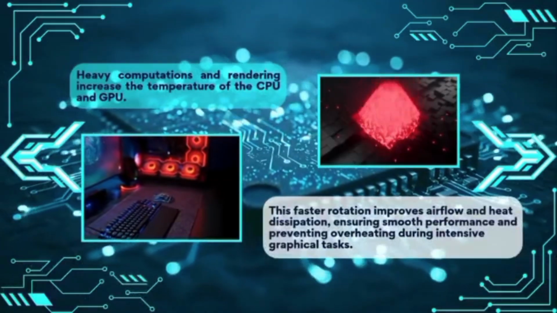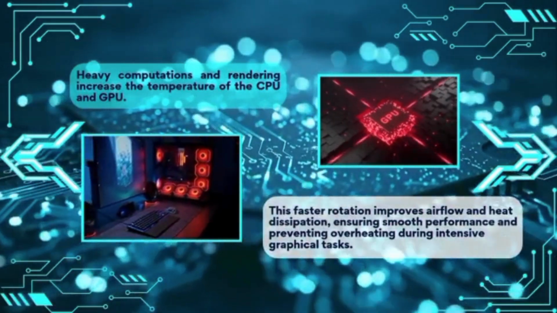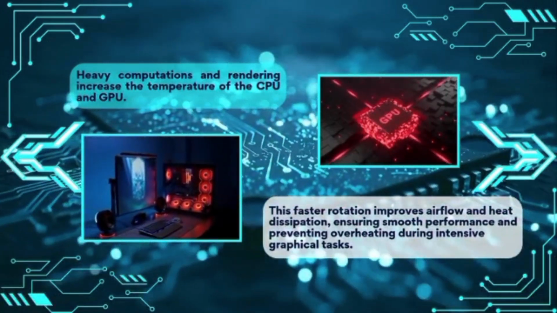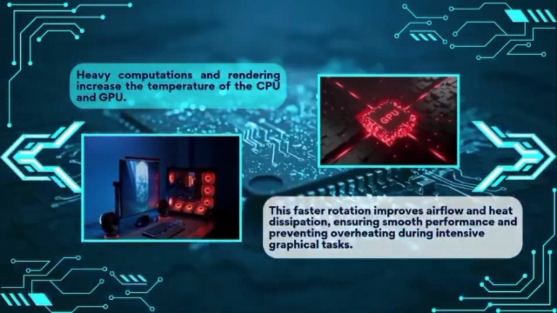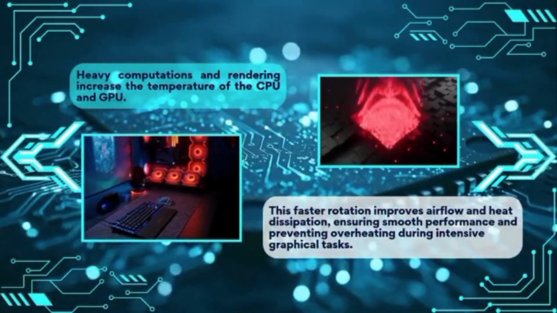Heavy computations and rendering increase the temperature of the CPU and GPU. To manage this heat, the system increases the motor's torque, allowing the fan to rotate at a higher speed. This faster rotation improves airflow and heat dissipation, ensuring smooth performance and preventing overheating during intensive graphical tasks.